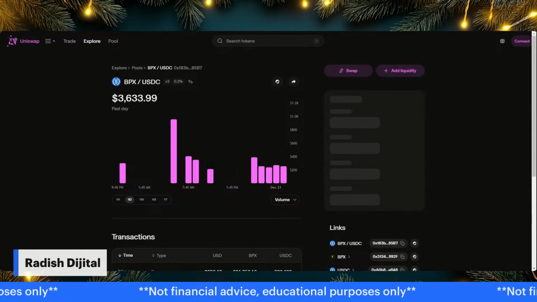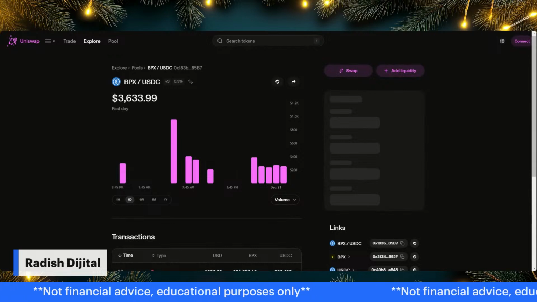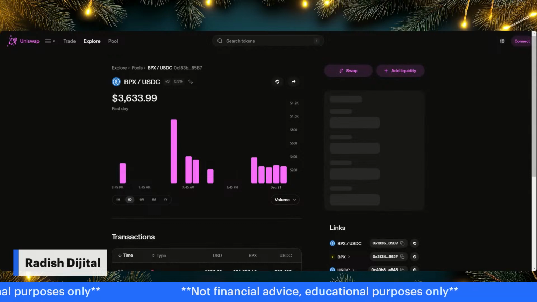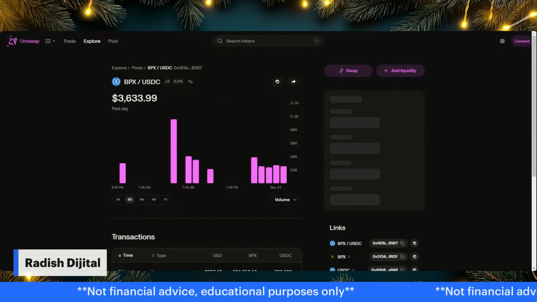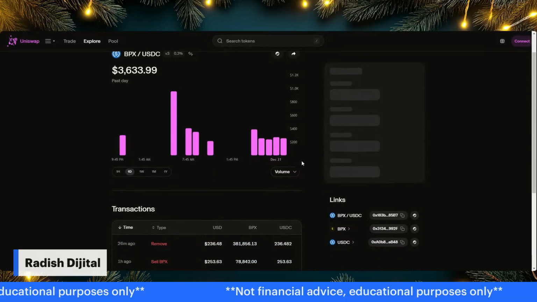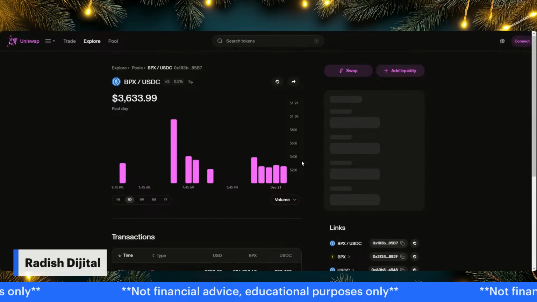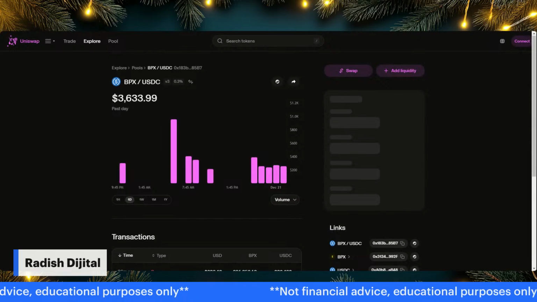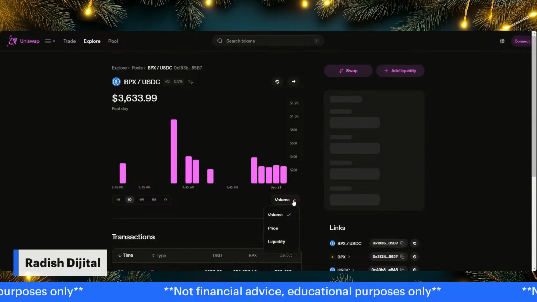This is the link that you sent me that we're at right now. All right, so we're here now, and this is BPX USDC. Before we do the add liquidity, I want to see. See where right underneath the pink chart it says volume? Click that and go to liquidity.